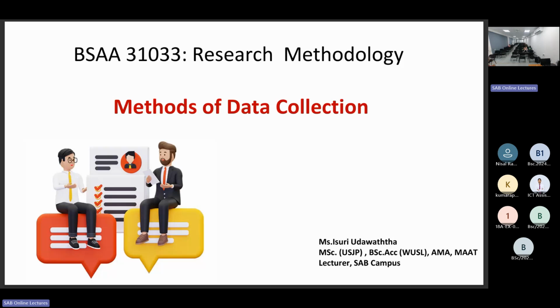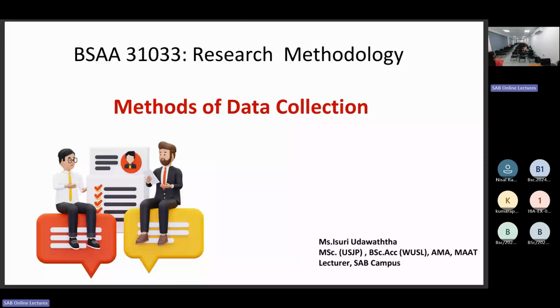Just have an idea regarding how we can do our analysis. So before moving to the analysis, how the researcher can collect the data for his research. So therefore, the lesson is how you can collect the data.